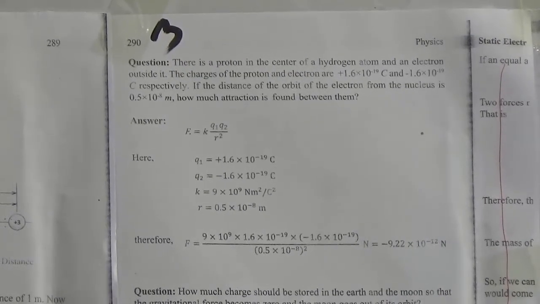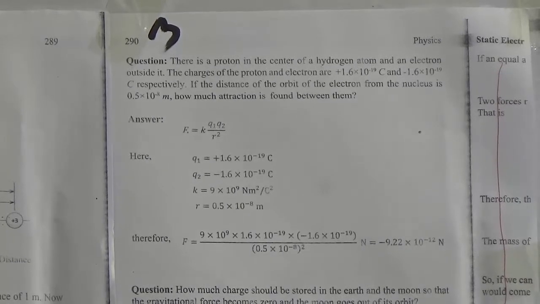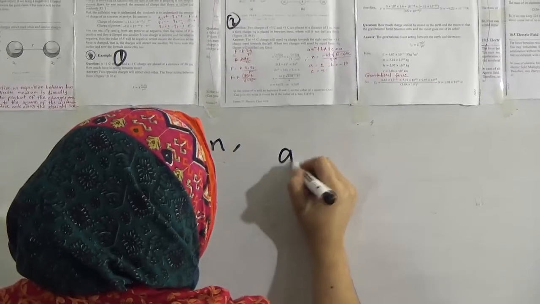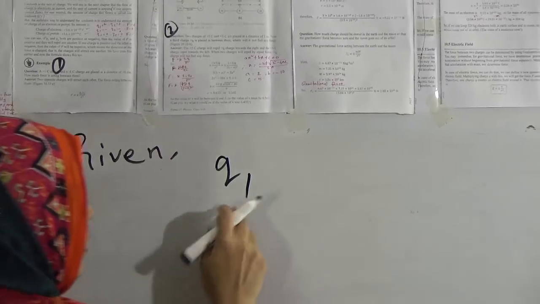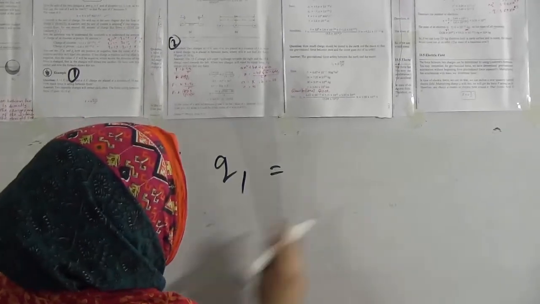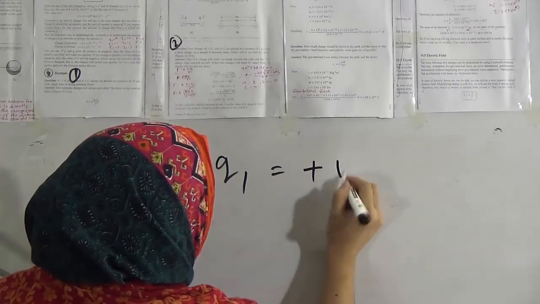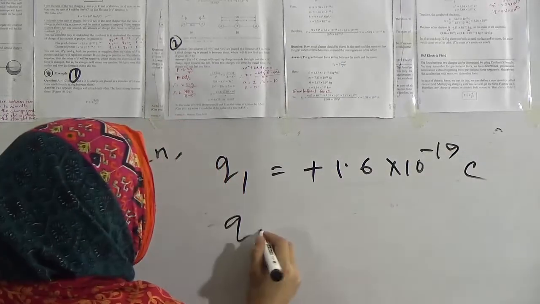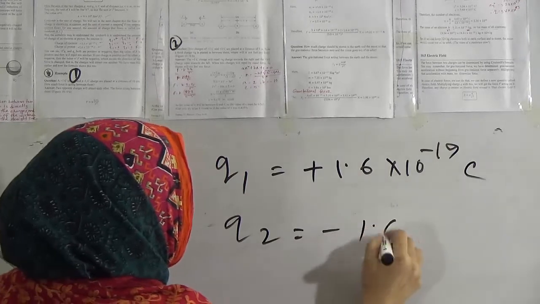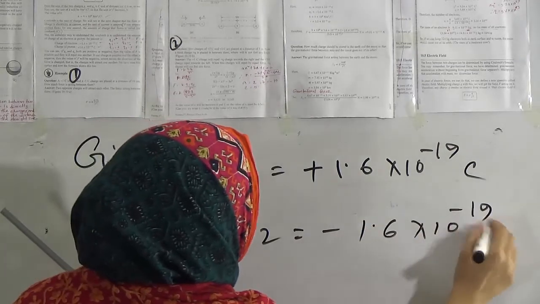My dear students, here given, suppose the charge of the proton is Q1. So the charge of the proton given is plus 1.6 into 10 to the power minus 19 Coulomb, and the charge of the electron is minus 1.6 into 10 to the power minus 19 Coulomb.